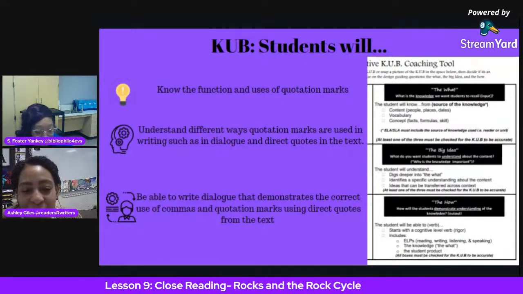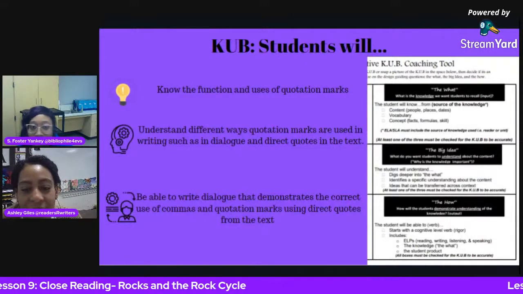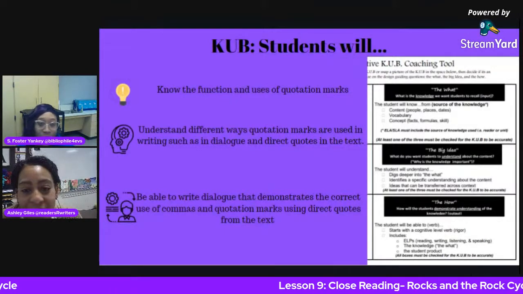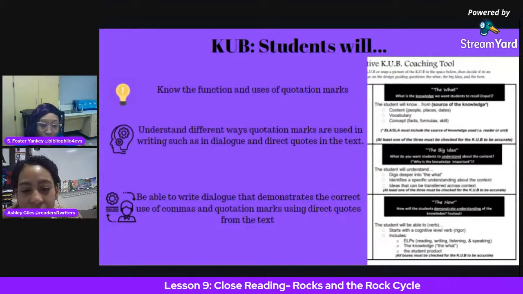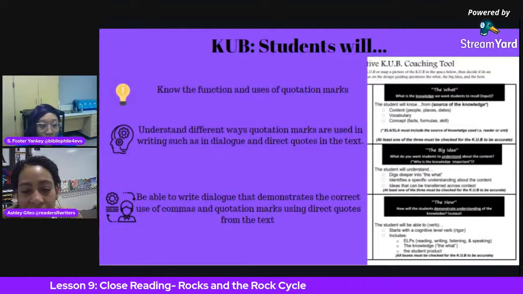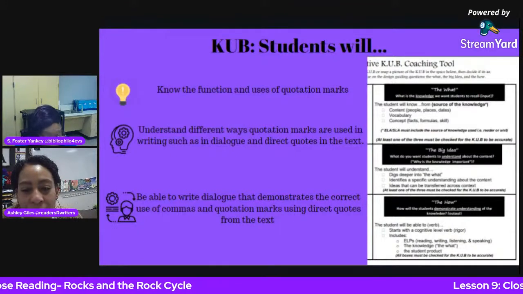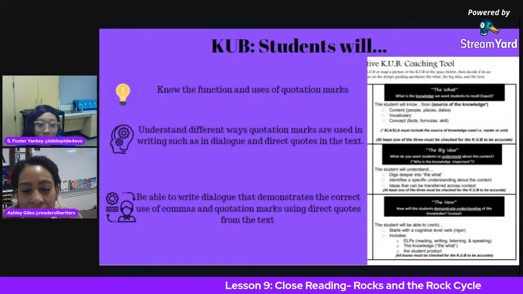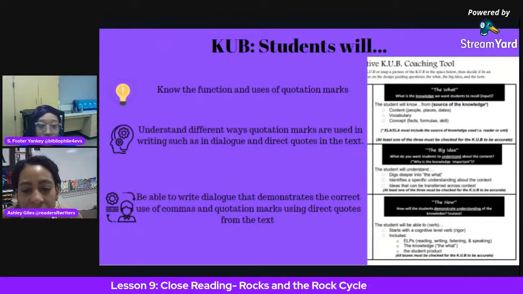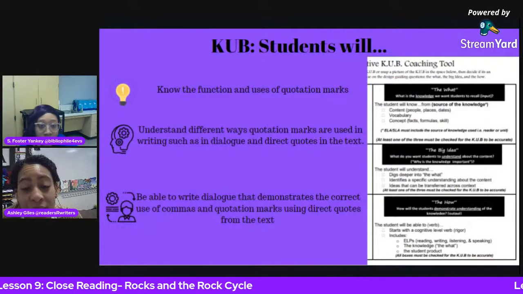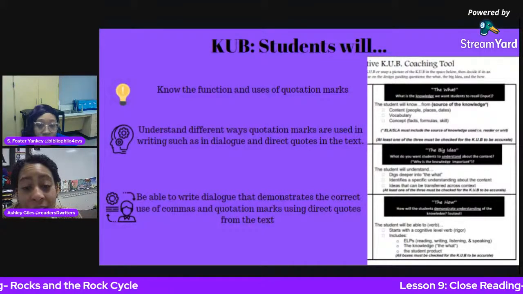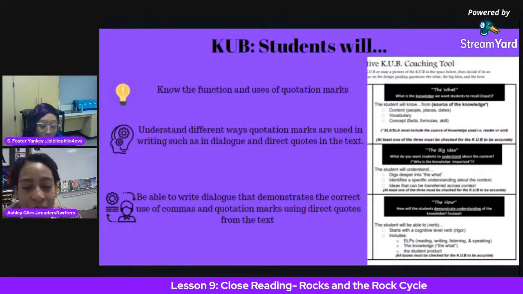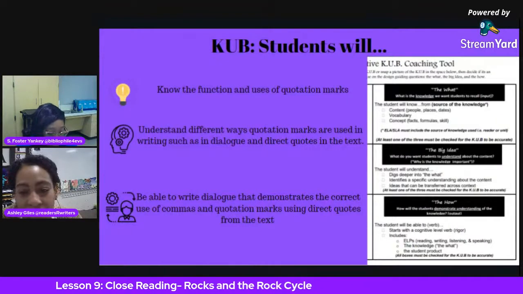In mine, they would know what dialogue is. Just because I don't think you're going to know how to use quotation marks when writing dialogue if you don't know what dialogue is. Okay, gotcha. And then understand the correct use of commas and quotation marks for writing dialogue was my understand. So maybe when I said no, the function and uses, to me, that was saying you use quotation marks in dialogue, but they have to know what dialogue is first. So yeah, I totally agree.